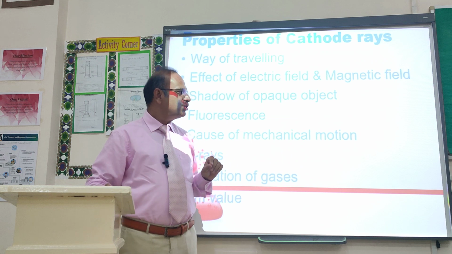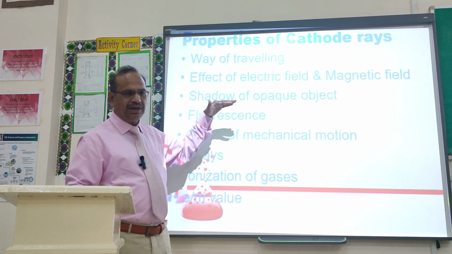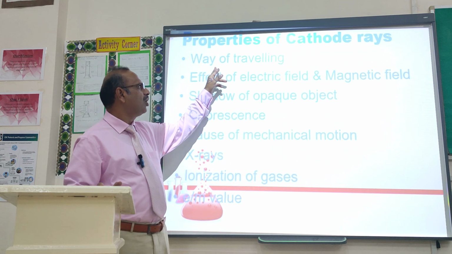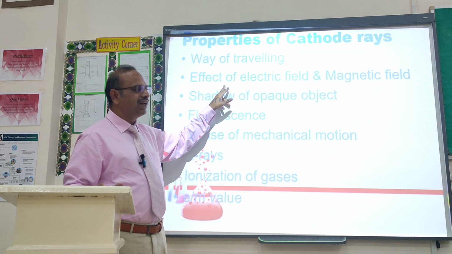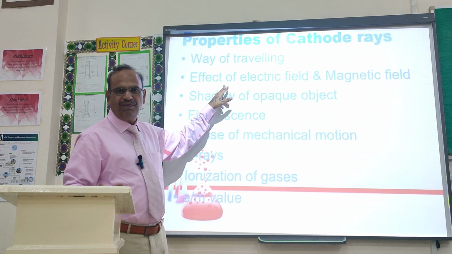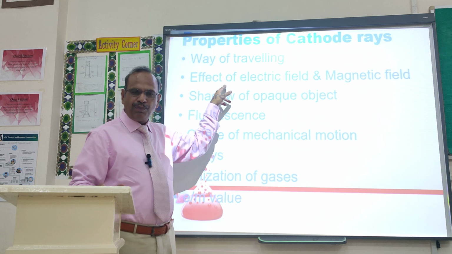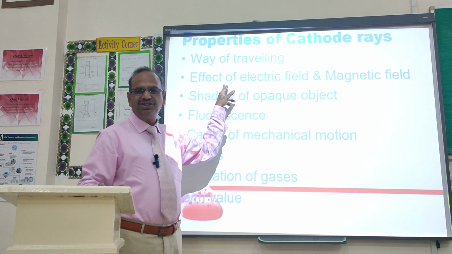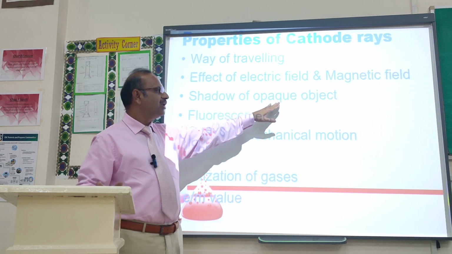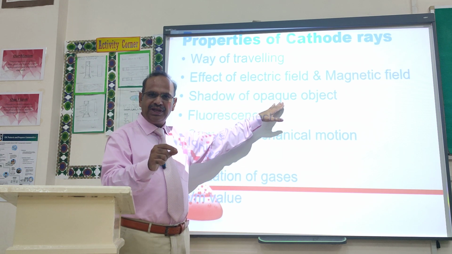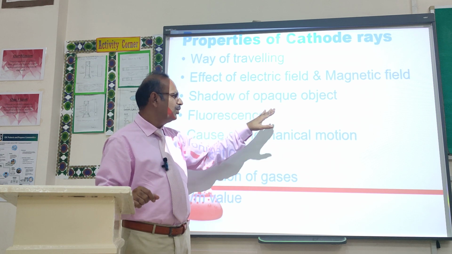So, the properties of the cathode rays we can repeat again, like how they travel. They travel in a straight line. If an electric field and magnetic field are applied, what happens? They bend towards the positive pole of the electric field. It means these rays are composed of negatively charged particles. And if an opaque object is placed in their path, they cause a shadow.